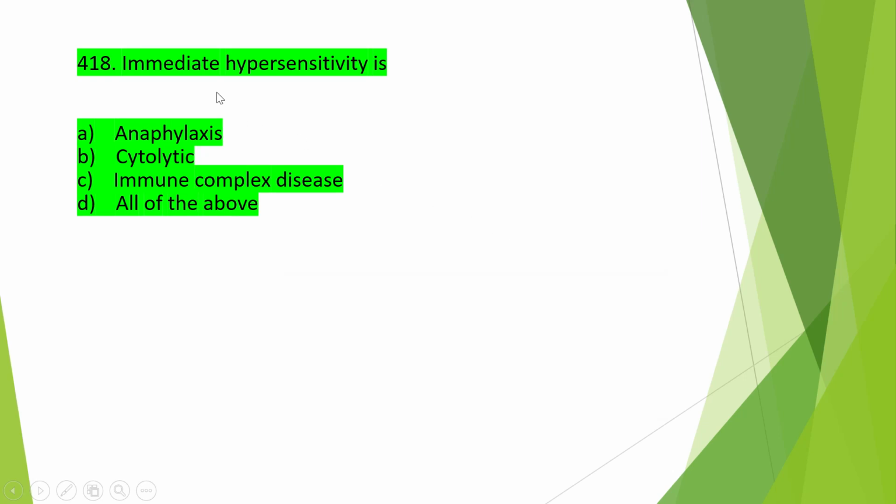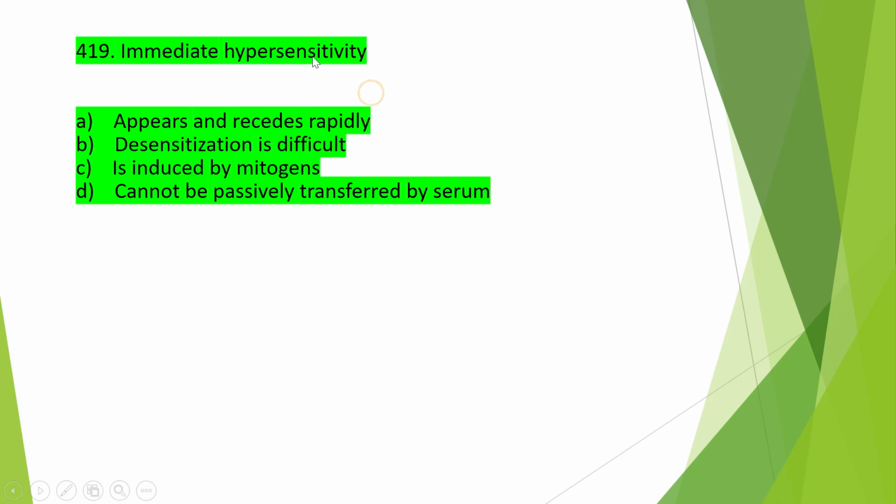So next one is: immediate hypersensitivity is anaphylaxis, cytolytic, or immune complex disease, or all of the above, and the right one is option D, all of the above. So immediate hypersensitivity is anaphylaxis, cytolytic, immune complex disease. Okay, so next one is: immediate hypersensitivity appears and recedes rapidly, or desensitization is difficult, or is induced by mitogens, or cannot be passively transferred by serum, and the right one is option A. So it appears and reduces rapidly.